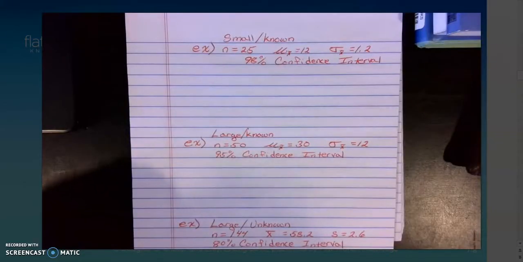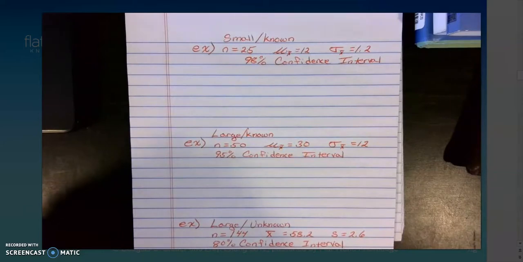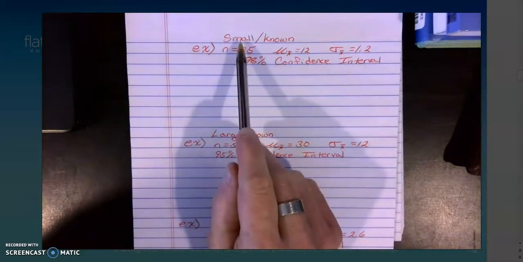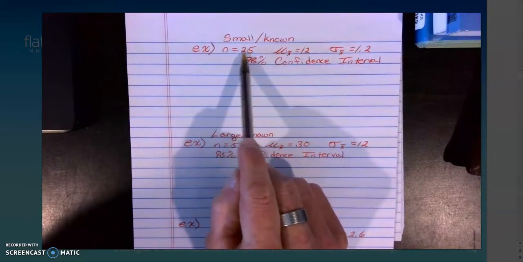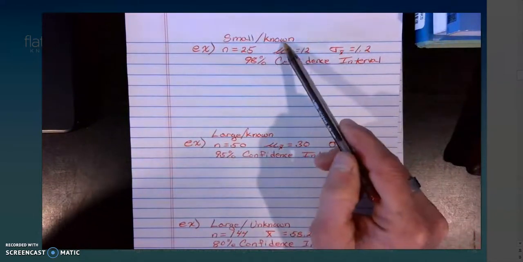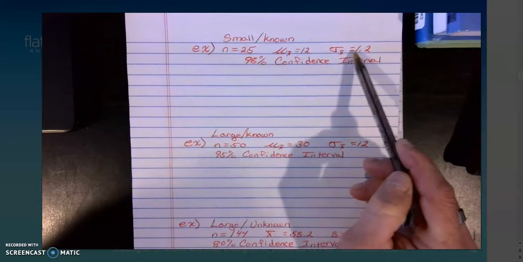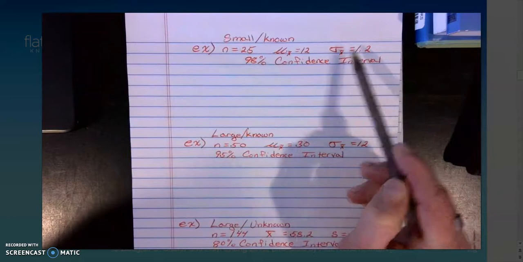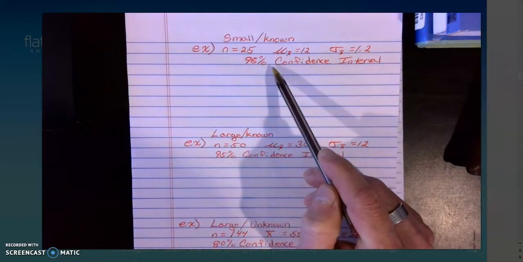Okay, so right now we're going to go over 3 potential examples that you could see in dealing with these large or small sample confidence interval types of problems. So the first one happens to be a small sample, and the reason is because of what's given here. So n is less than 30, which is 25, so therefore it makes it small. Known means that the standard deviation is known here, so that's good. And we're looking to find a 98% confidence interval.